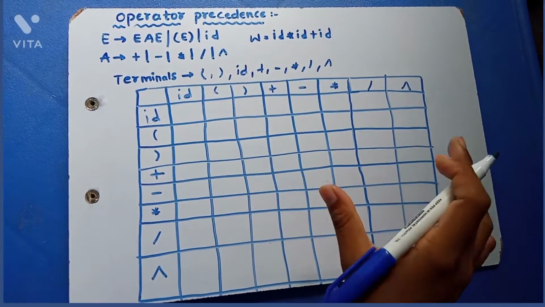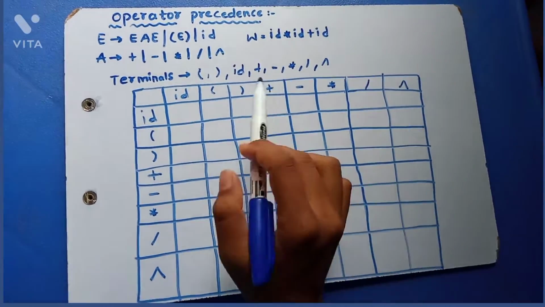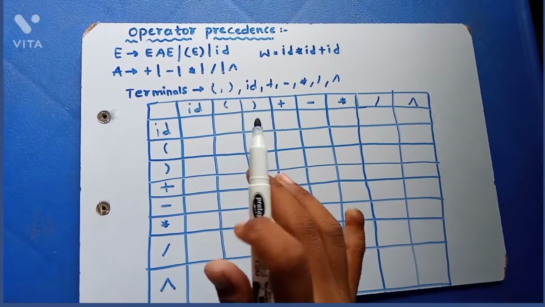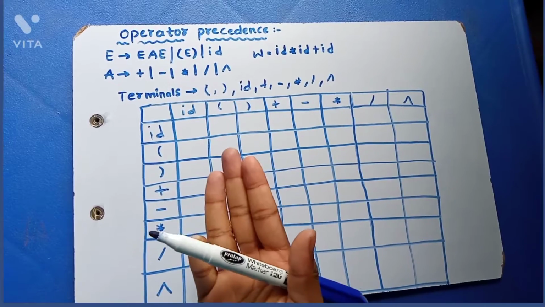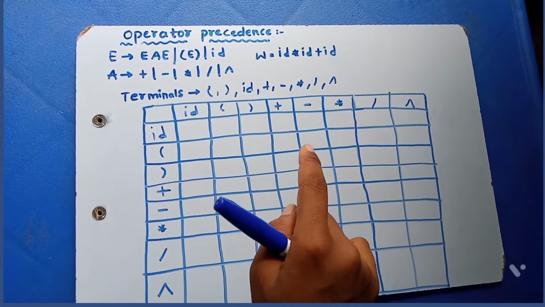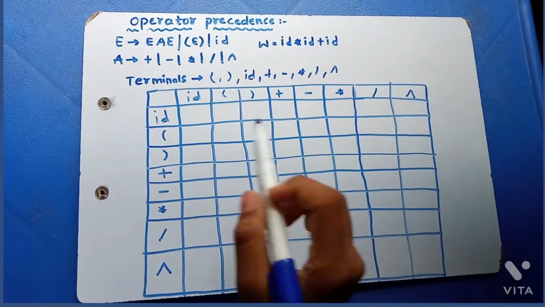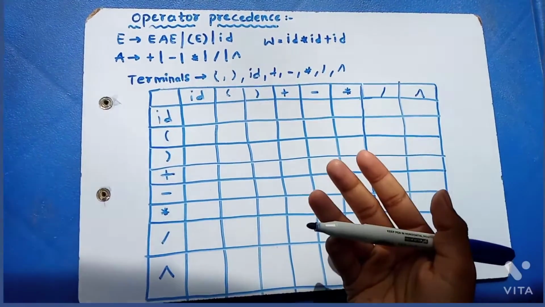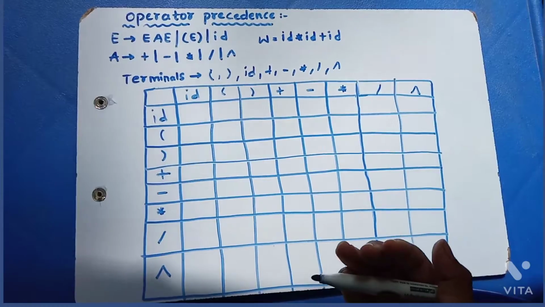So this is the way we need to write the table. You have to write all the terminals here and here. Now we have to perform operator precedence here. The main points you need to remember are: ID has more precedence when compared to all other terminals, and dollar has the least precedence.